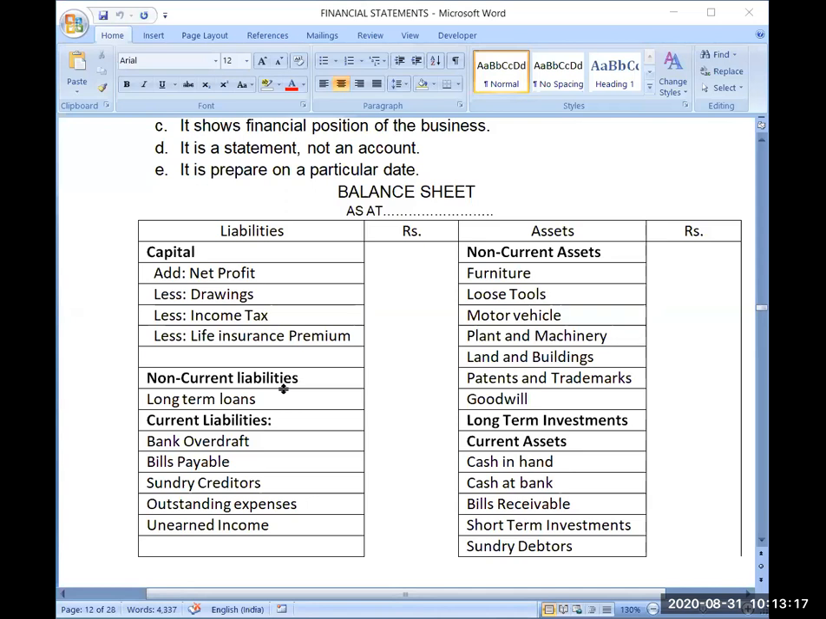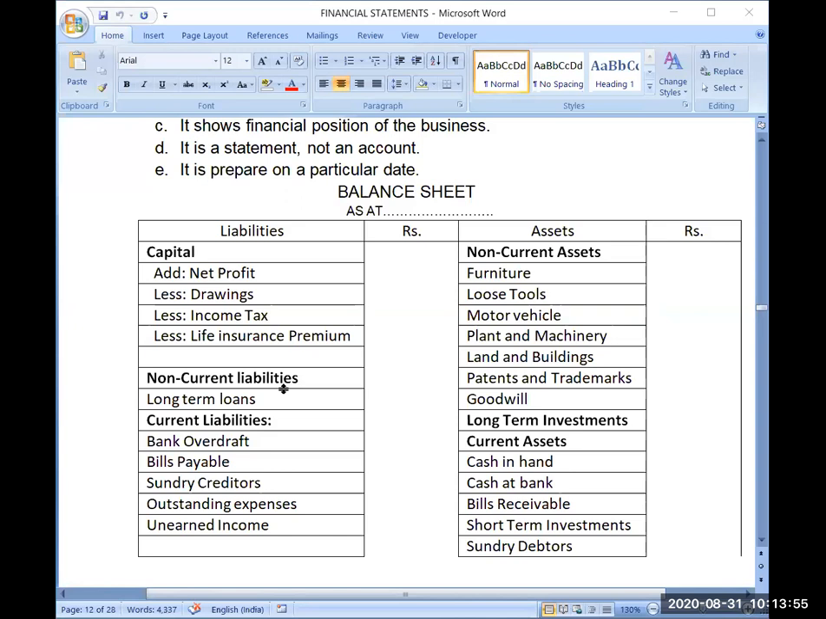Then outstanding expenses. Outstanding expenses are the expenses which are due now, but you have not paid. Suppose you are preparing the balance sheet on March 31st. Maybe the salary for the month of March is still not paid. It has to be paid within the next 4 or 5 days in the month of April. But that salary is due. You have expended that salary. You have spent that salary. So that's why it is your expenditure. You have to write it on your liability side because you have to pay it within the next 4 or 5 days only.